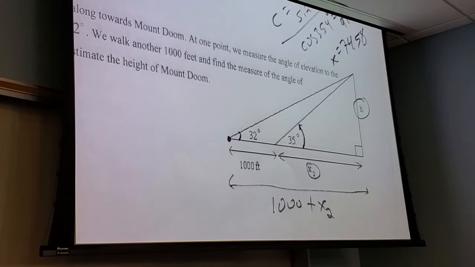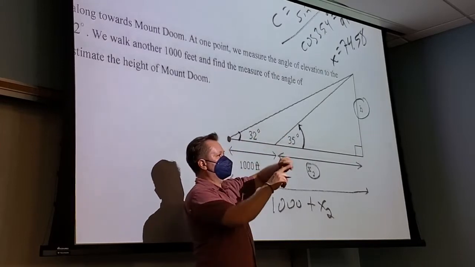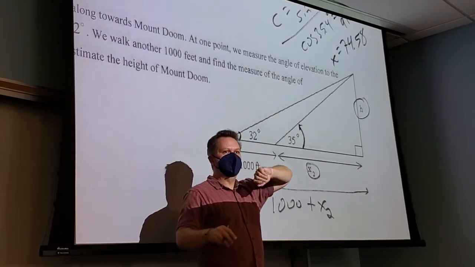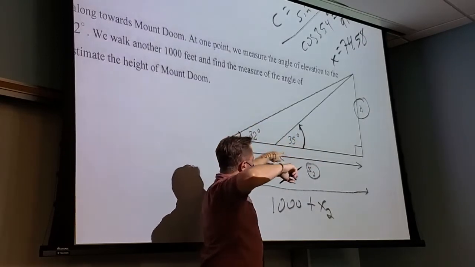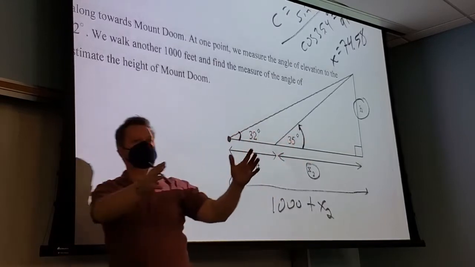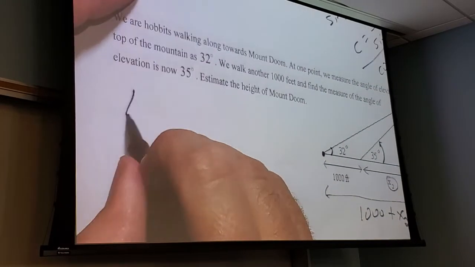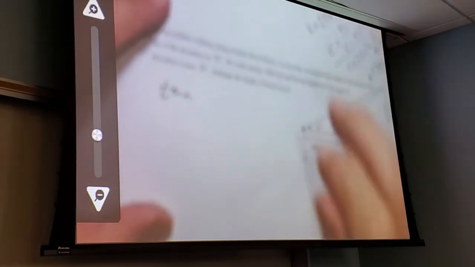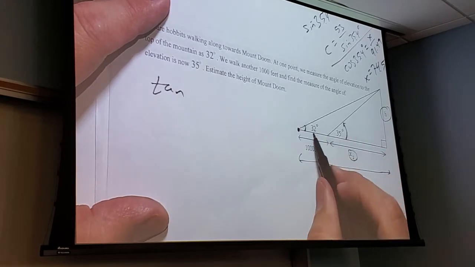So can somebody help me set up a trig function that would relate? Which side do I not care about? Hypotenuse. I don't care about it. I'm not trying to set up a zip line between me and the top of Mount Doom. Come on down to Hobbiton, right? All I know is how far away I am this direction, and I want to know how tall it is. So that would be which trig function? Tangent relates y to x. So what is the tangent? Oh, that's right. Focus. What is the tangent of 32 degrees?